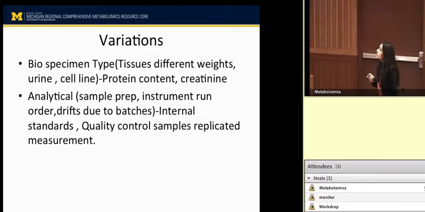The second kind is analytical variance, which happens due to sample prep, instrument drifts, run order, or batches. Internal standards mostly take care of sample prep. If there is a drift in the instrument or run order, then we use the quality control replicated measurements to correct for any batch variations, or anything that we are not able to correct with the internal standards.